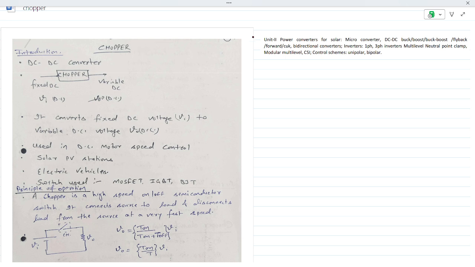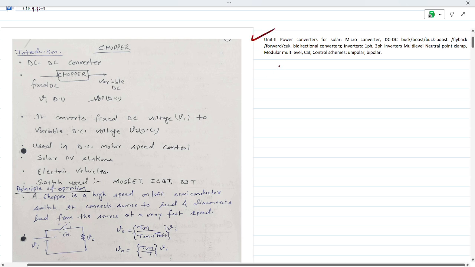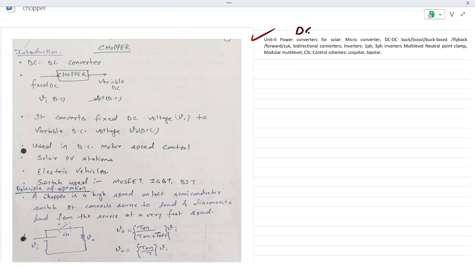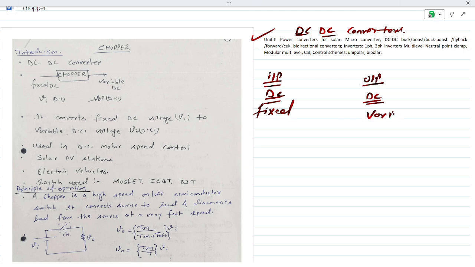In this video, we will see unit 2 of our subject, that is Power Electronics Converters for Renewable Energy. This unit is basically dedicated to DC-DC converters. As its name suggests, a DC-DC converter means input is DC and output is DC. What is the difference basically? This is fixed DC and this is variable DC. Let us say this is the input voltage Vi and this is the output voltage V naught. So there are some possibilities.